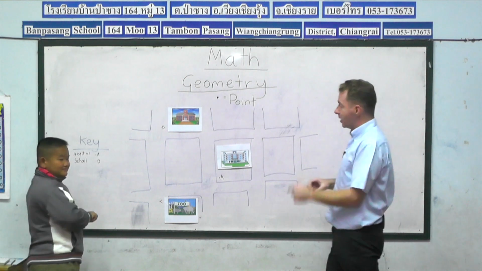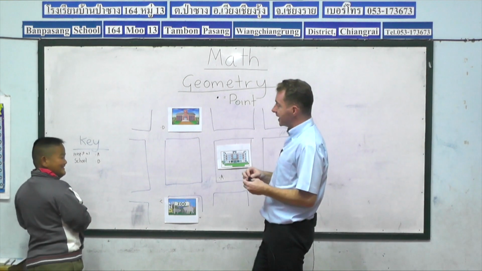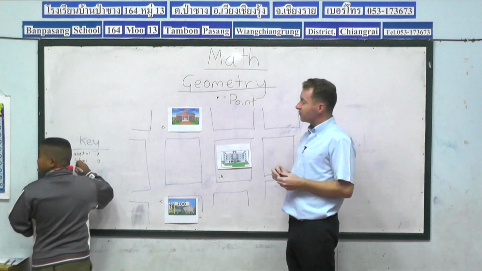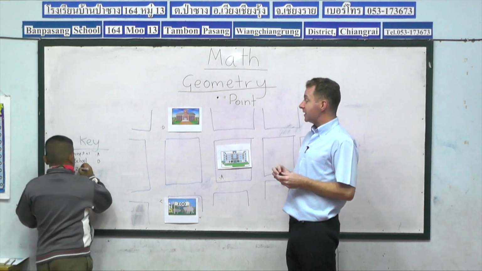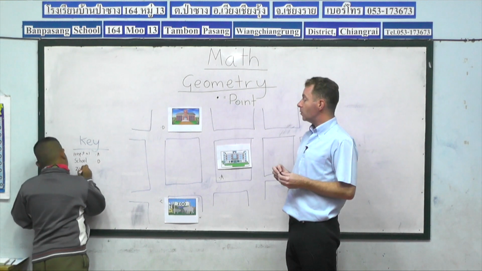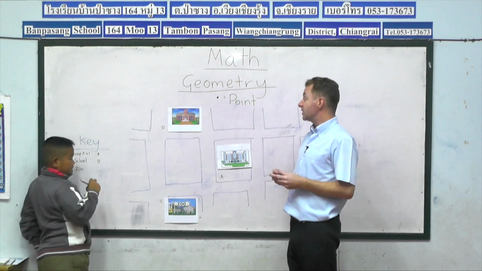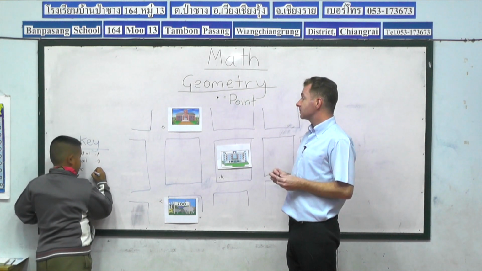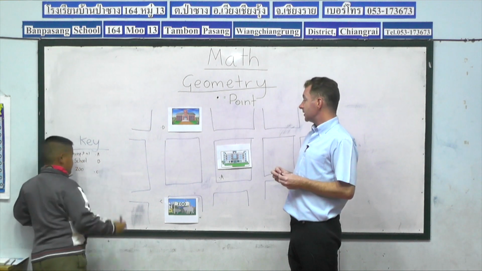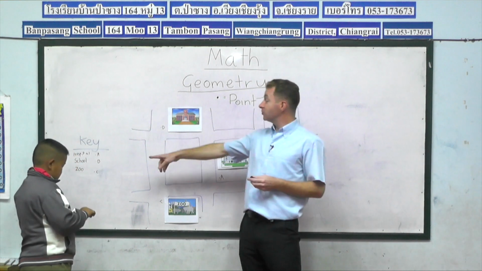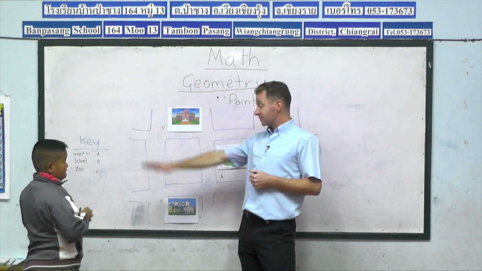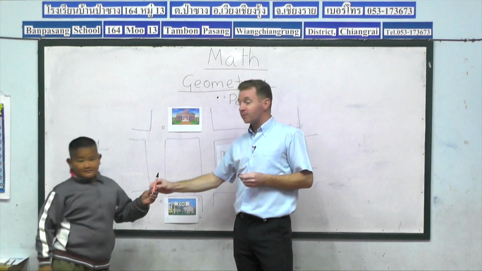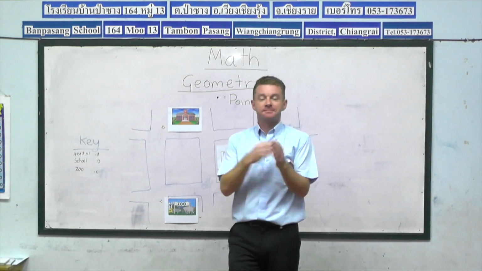Perfect. Now, what's the next thing to do with our key, Net? So first of all, we need to write the name of the place, which is zoo, Z-O-O, and then the point you've given it, point C. So altogether, zoo, point C. Net, that was brilliant. High five and a big round of applause for Net, please, guys.